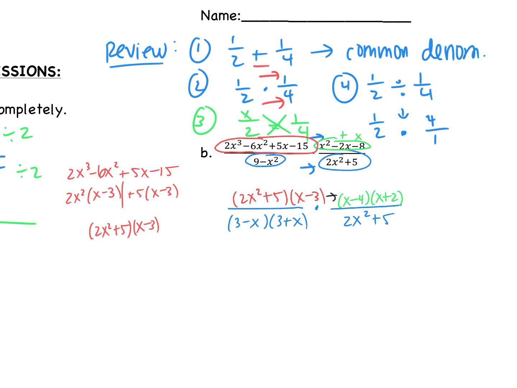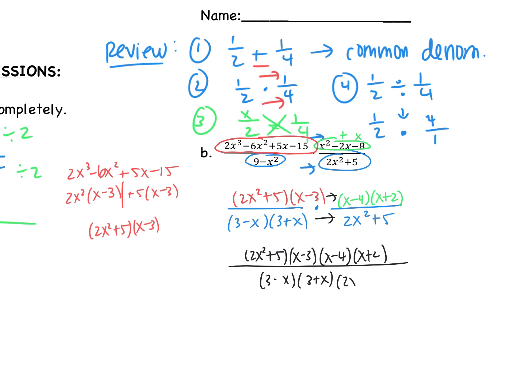Okay, so we multiply across now. Don't actually multiply. Everything in the numerator will stay together. So we get 2x squared plus 5, x minus 3, x minus 4, and x plus 2. Denominator, we have 3 minus x, 3 add x, and 2x squared add 5. Okay, the idea with this is anything in both the numerator and denominator will cancel each other out. So the 2x squared plus 5s, those cancel.